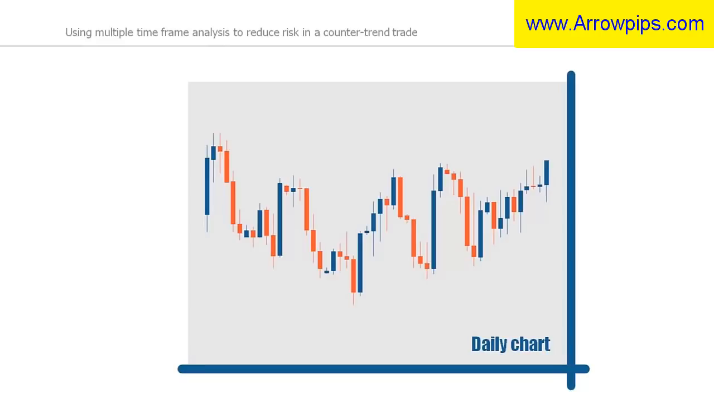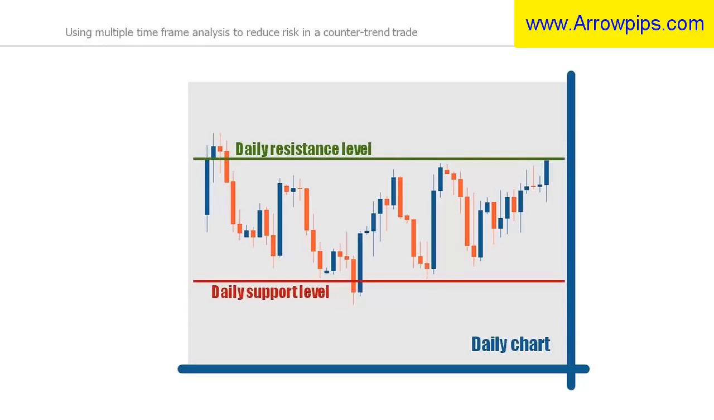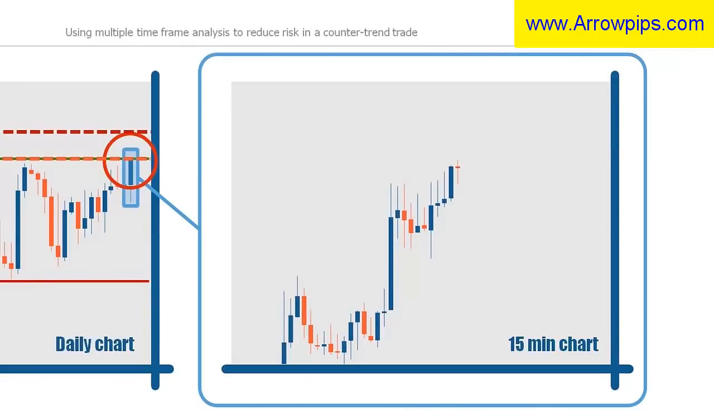In this example, price is trading in a range on the daily chart and we have identified a key resistance level. When price hits the resistance level, the market is likely to react once again. Trading directly off a daily chart using candle patterns would require a large stop loss because the candles are very large. However, when the daily resistance level is hit, we can look for low-risk trading opportunities on the smaller time frames, like the 15-minute chart, because the 15-minute candles are much smaller.